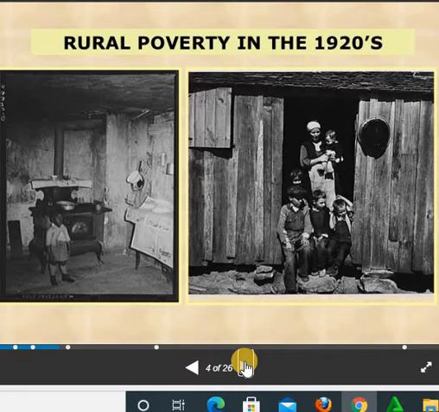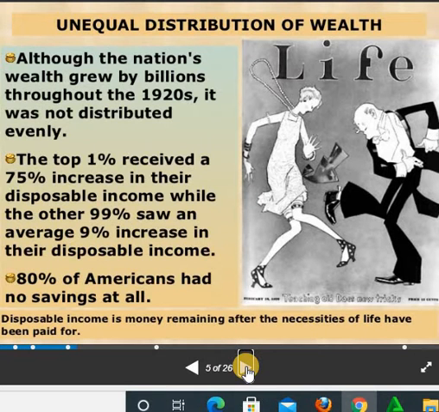Here is a picture showing rural poverty in America in the 1920s. I think the picture is self-explanatory. On the other side, people were enjoying life, as we can see this lady and this gentleman partying, which means that they had extra income to spend on luxuries. So this is how different things were during this time.